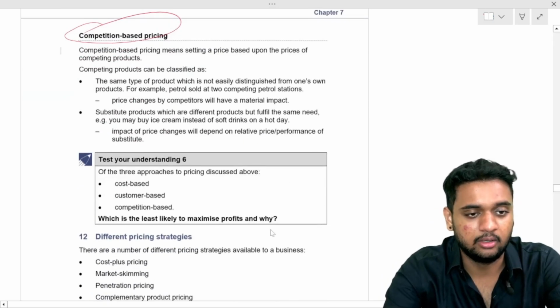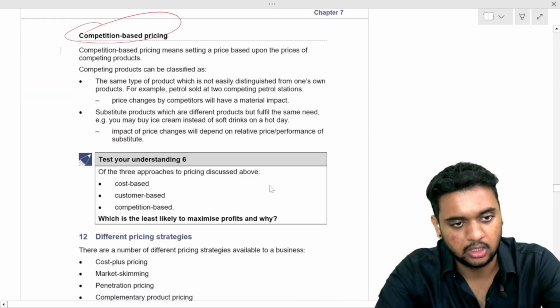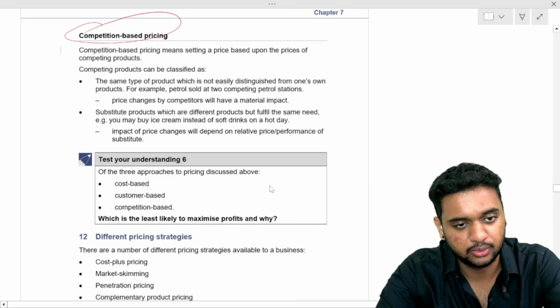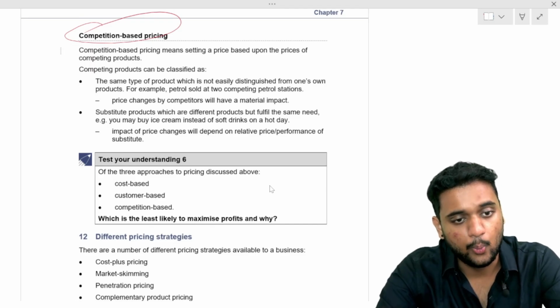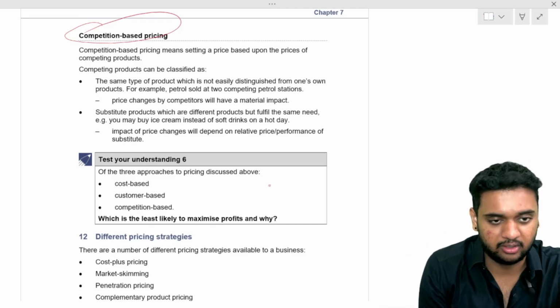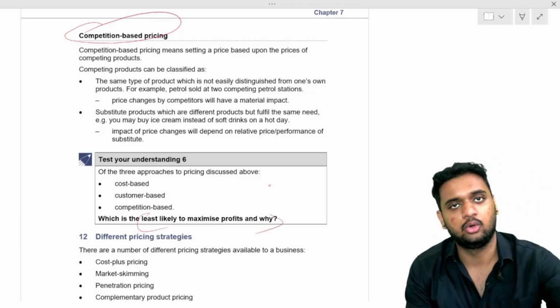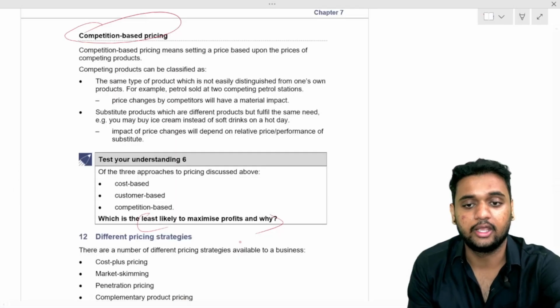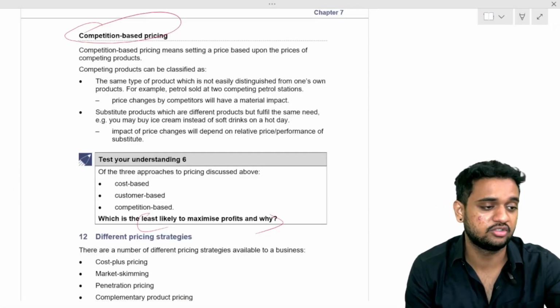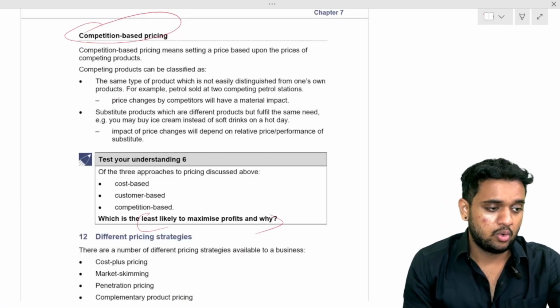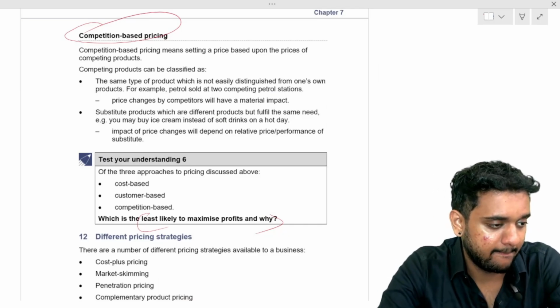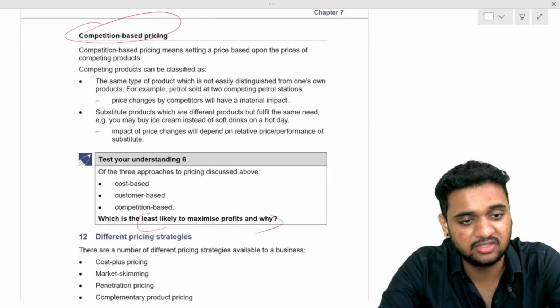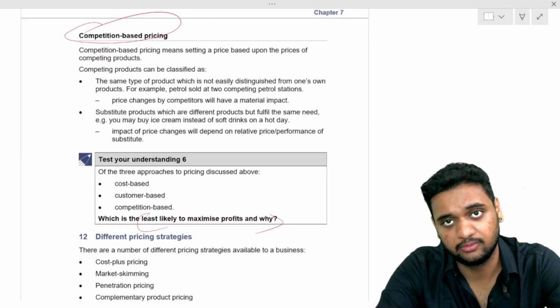Come to the below example, test understanding number 6. Out of the 3 approaches discussed above, which is least likely to maximize profit? Don't answer in a rush. Take your time and then answer. Out of these 3 approaches, which is least likely to maximize profit?